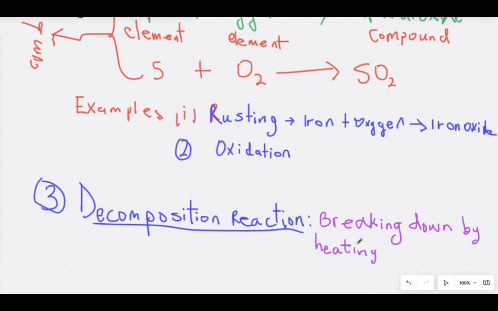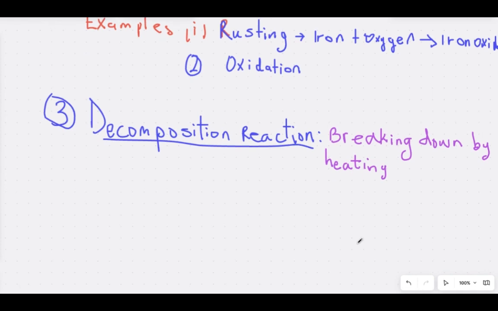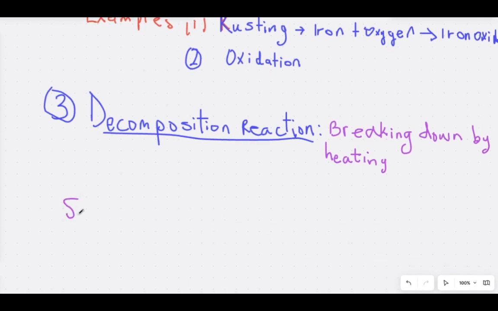Let's say, for example, if you take sodium hydrogen carbonate, which is baking soda. Let's write it out. You can heat it and break it down into smaller units. The baking soda you use in your house to bake bread, to make cake and other things is called sodium hydrogen carbonate.